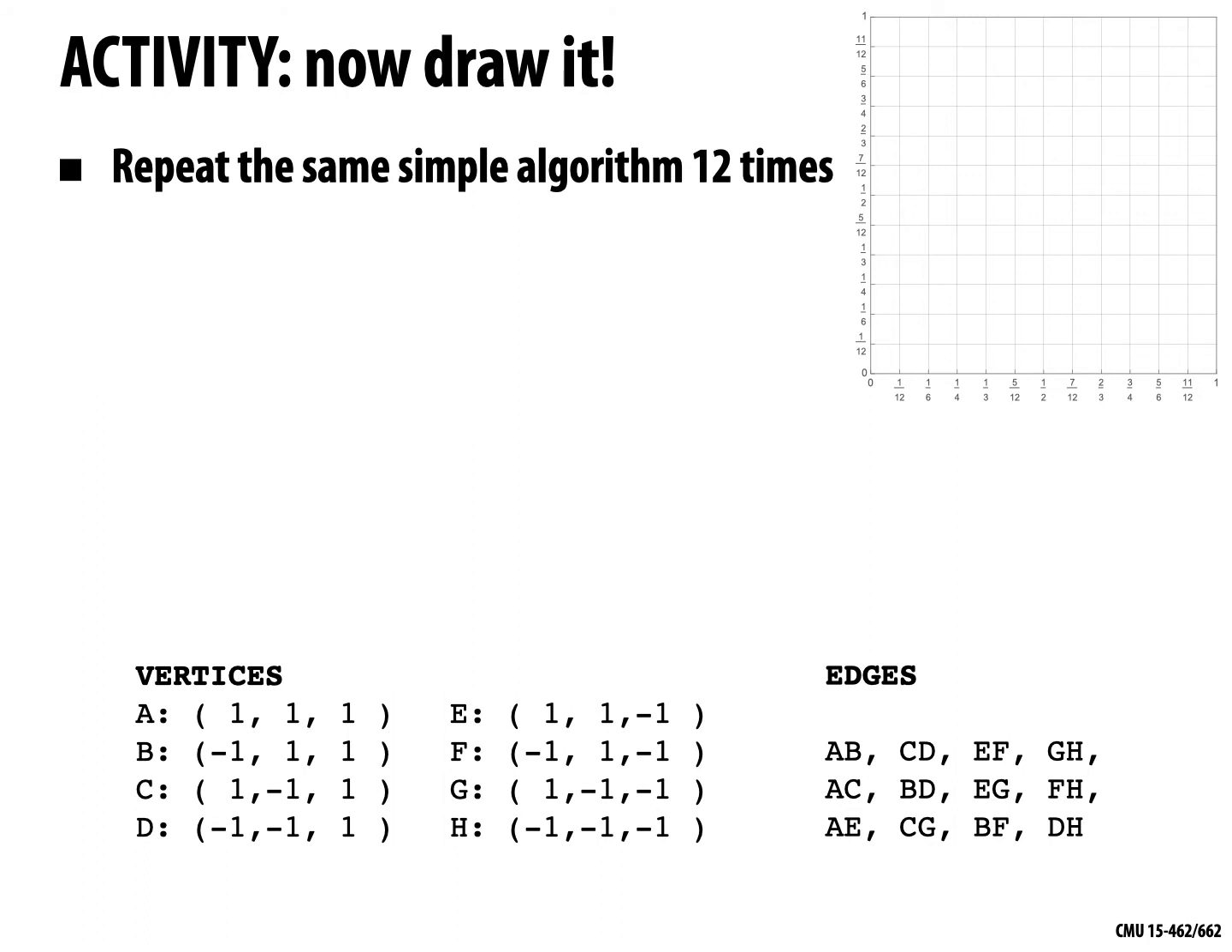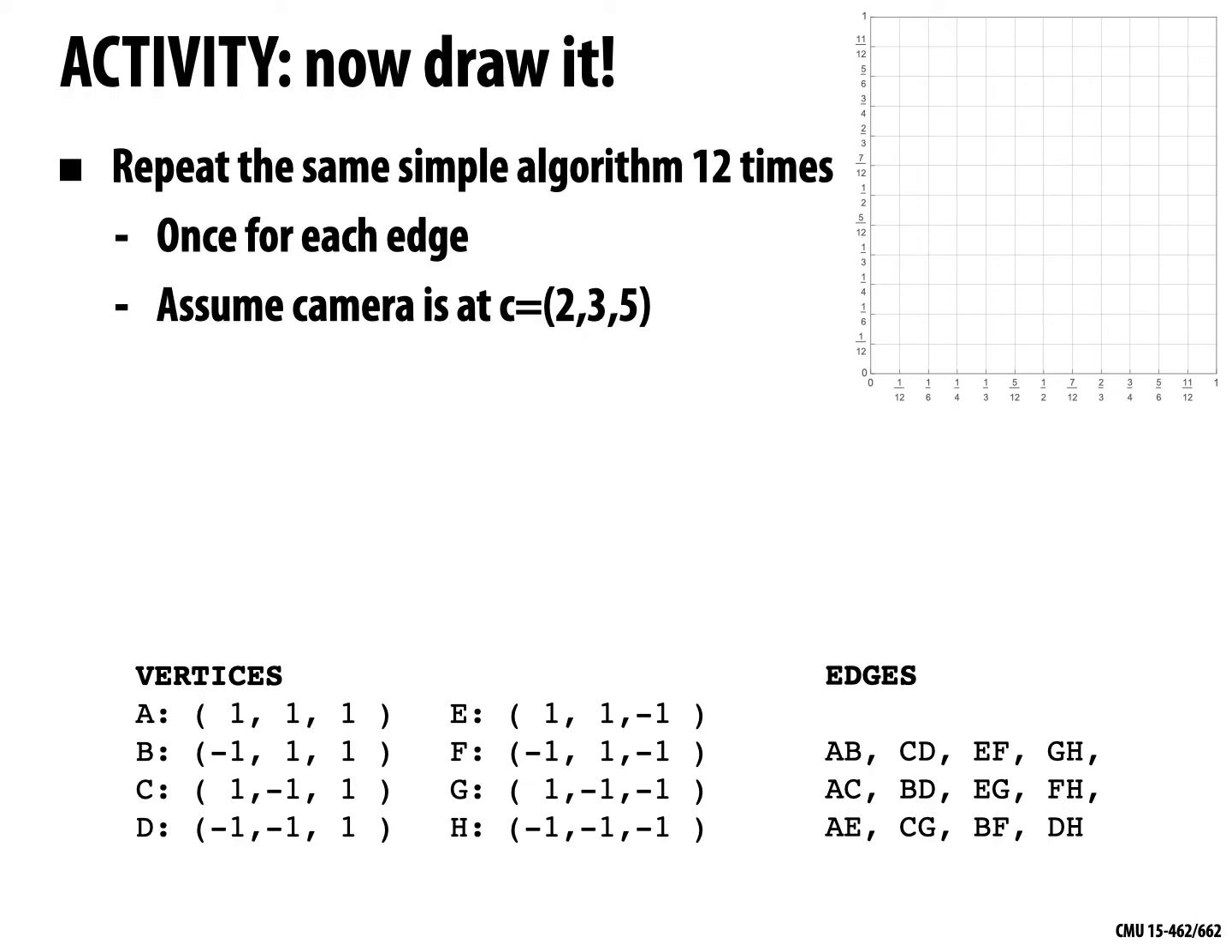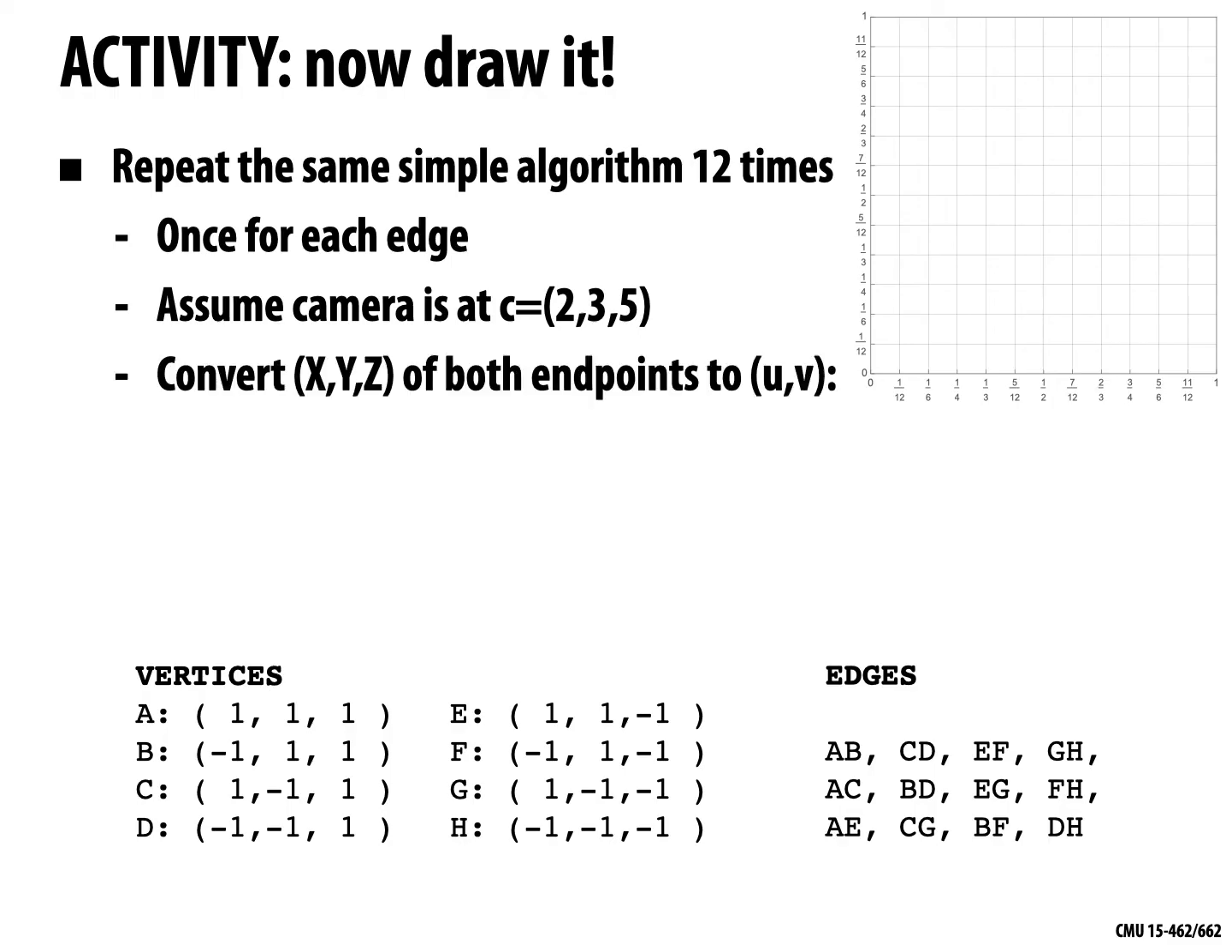Okay? So what you're going to do is repeat the same very simple algorithm 12 times, once for each edge of the cube. This is a little monotonous, so if you want to write a little piece of code, by all means, to carry out these calculations for you, or you can do it with a calculator, it doesn't matter. So for each edge, we're going to imagine that we have a camera sitting at 2, 3, 5. Okay, so some interesting location in space, not 0, 0, 0, just because we want a better view of our cube.